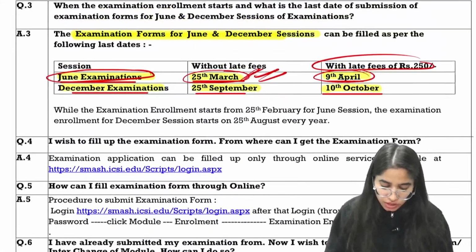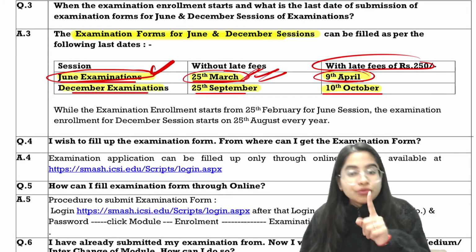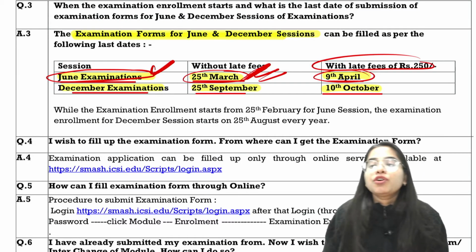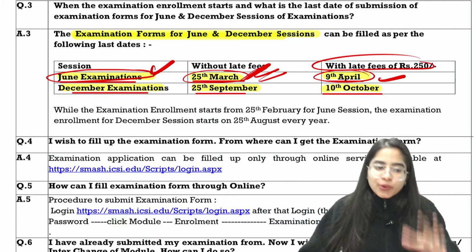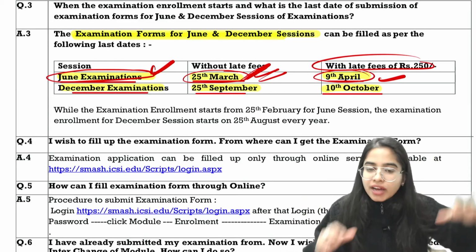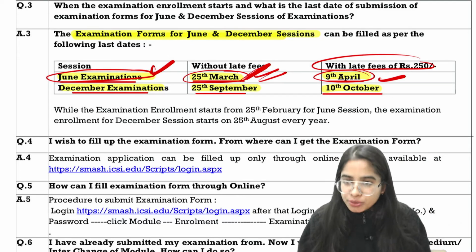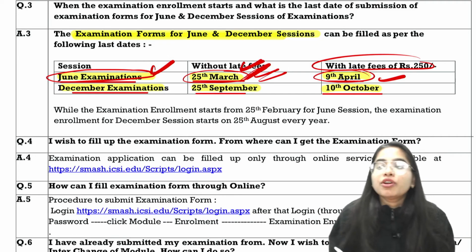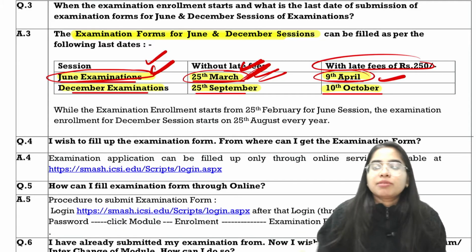Right. So if you want to give your examination in June, then the last date to fill your exam form is 25th March without late fees, and 9th April with late fees. Don't worry, as soon as the examination form window opens, we will update on our YouTube channel, so you can subscribe and hit the bell icon so that you get notified about all the videos. So you have to fill your exam form by 25th March if you want to give your examination in June.